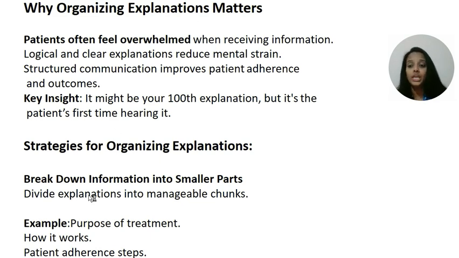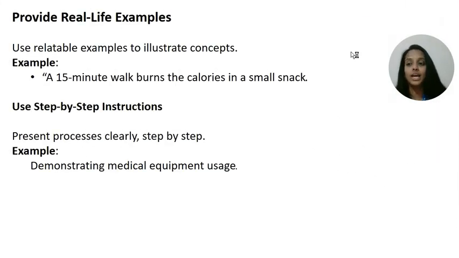Let's see some of the strategies for organizing explanation. You need to break down information into smaller parts. Instead of overwhelming the patient with a long explanation, divide the information into manageable chunks. Example, when you are explaining a treatment plan, start with the purpose of the treatment, then move on to how it works, then finally discuss how the patient can adhere to it. And try to use simple and clear language.